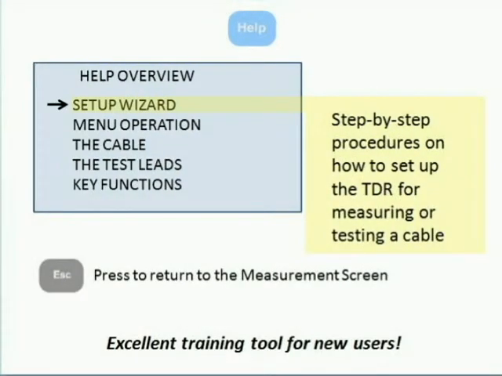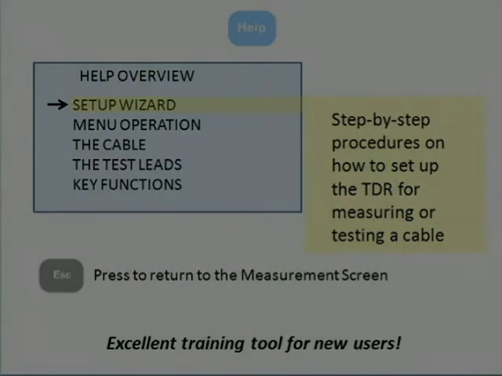When no other menu is open and no function keys are active, pressing the Help key will open the Help overview. The first item is Setup Wizard. Pressing the right arrow key on Setup Wizard starts a step-by-step menu series to guide the user for selecting a cable type, the range, impedance scale, and other menu options for getting started with testing. Always use the Escape key to exit Help and other menus.